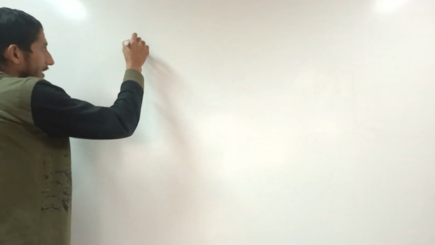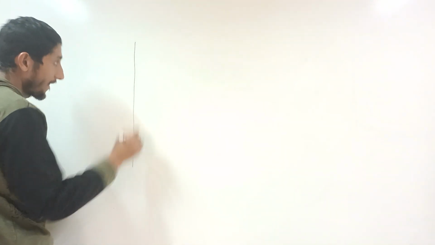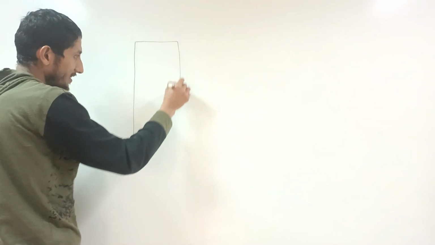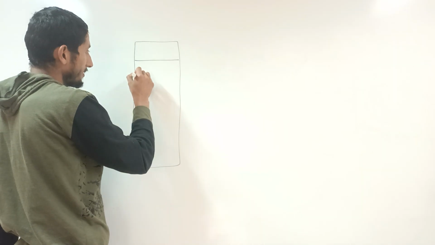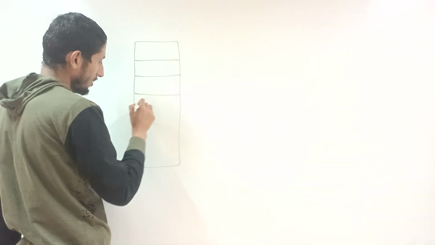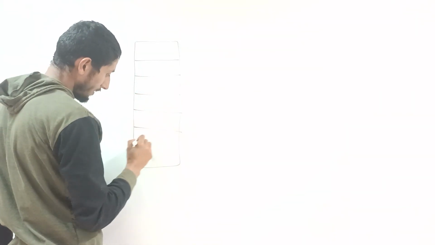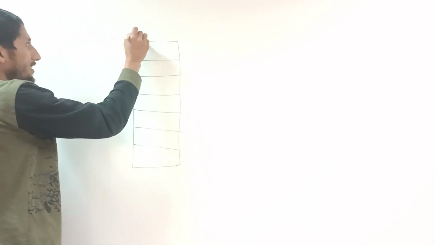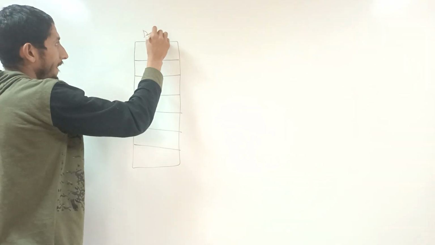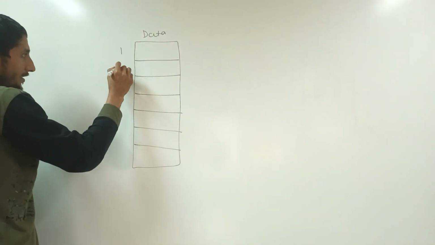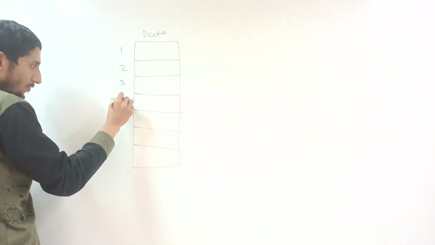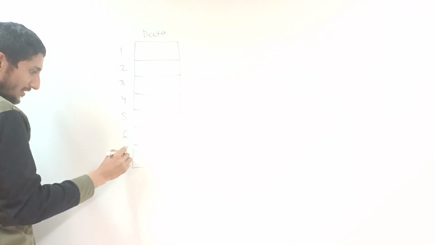So let's say I have an array like this. Let's say the size of the array is 1, 2, 3, 4, 5, 6, 7. So the name of the array is data. And the size of this one is 1, 2, 3, 4, 5, 6, and 7.